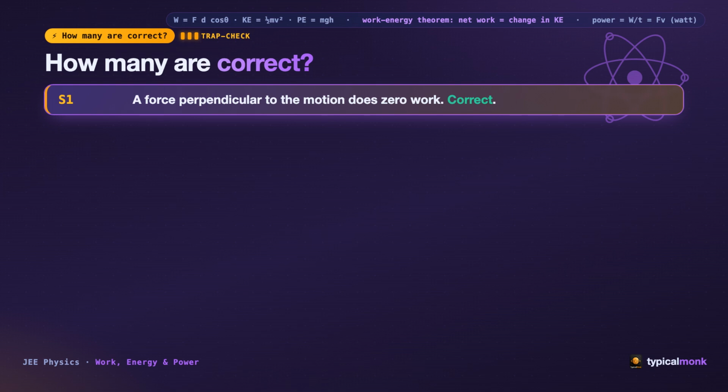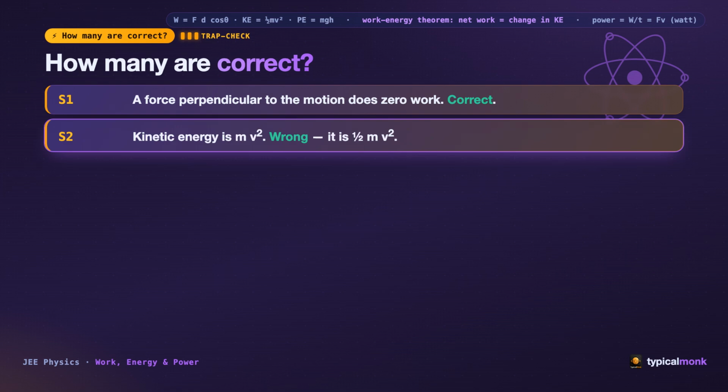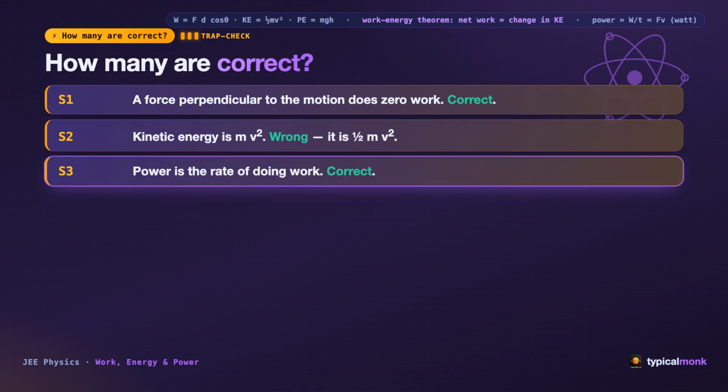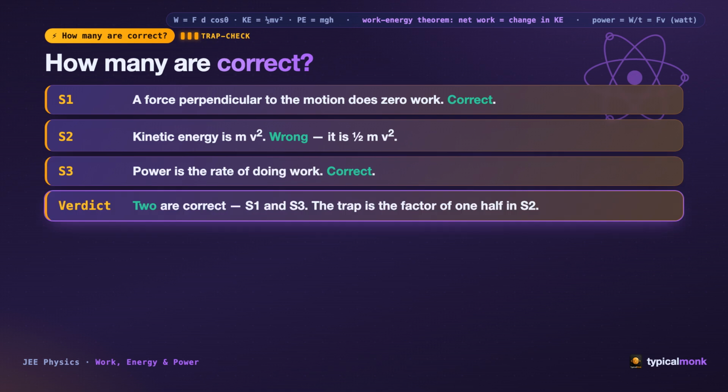Now, how many of these statements are correct? Statement 1. A force perpendicular to the motion does zero work. Correct. Statement 2. Kinetic energy is mv squared. Wrong, it is 1/2 mv squared. Statement 3. Power is the rate of doing work. Correct. So the answer, 2 are correct. Statements 1 and 3. The chop is the factor of 1/2 in statement 2.